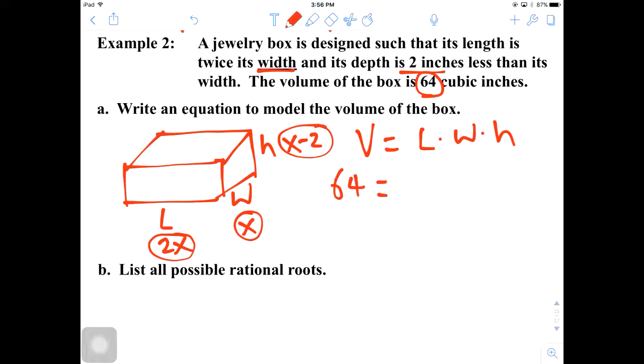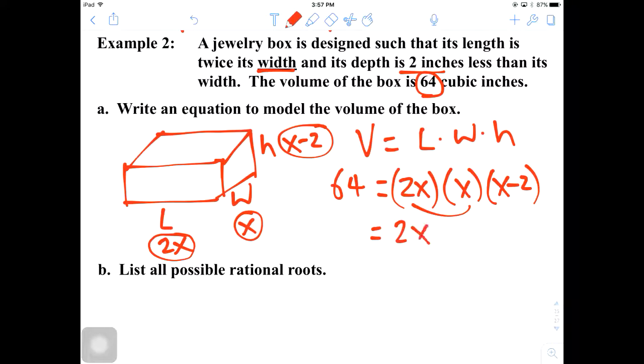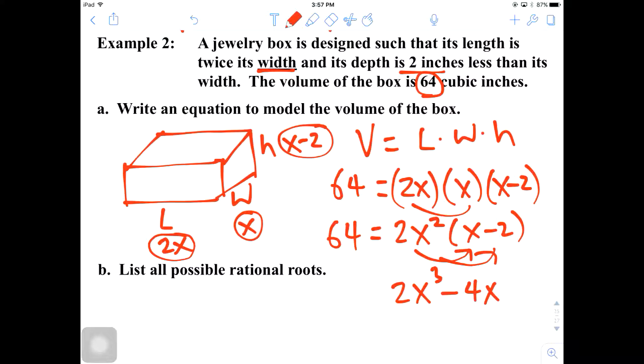And by now, you should be very familiar with this process because you've already seen us do two problems together. So you should be able to do this by yourself. So again, the length is actually 2x. The width is x. And the height is x minus 2. So we have an easy monomial times monomial, which is 2x squared. And then we have x minus 2. We're going to distribute the 2x squared through. So we have 2x to the third minus 4x squared.